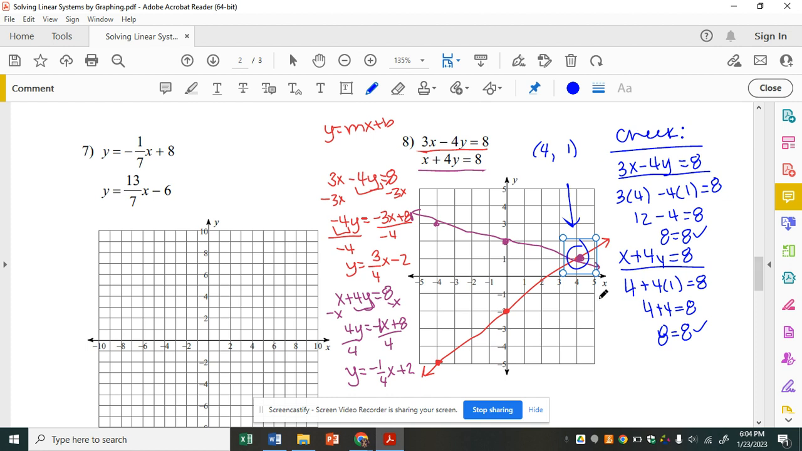If the packet doesn't provide you enough room, you can do all that work on an extra piece of paper. But this will be due at the beginning of class tomorrow, so you'll submit it to Google Classroom. When you go to submit it, you need to submit everything that has work. So you're submitting the packet, but you're also submitting all of the pages of scrap paper that you may have done your work on as well. Just make sure that you're doing all that.